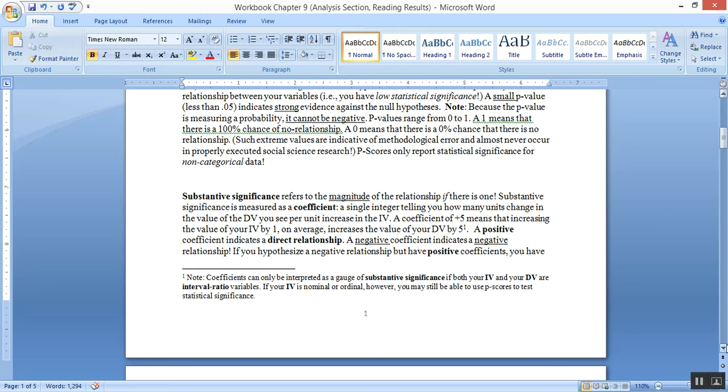A coefficient of +5, for example, means that increasing your independent variable by 1 will increase your dependent variable by 5. Coefficients are not measuring probabilities, so they can assume a negative value. A negative value indicates an indirect or inverse, a negative relationship. And a positive coefficient of +5, +1, or +2 is going to indicate a positive relationship.